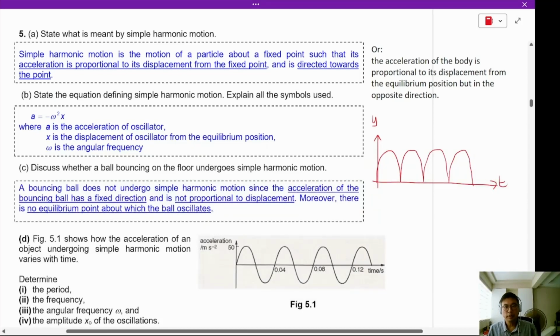Hello, ladies and gentlemen. Welcome to Physics Oscillations question 5. Now, the first question is a simple definition question. State what is meant by simple harmonic motion.